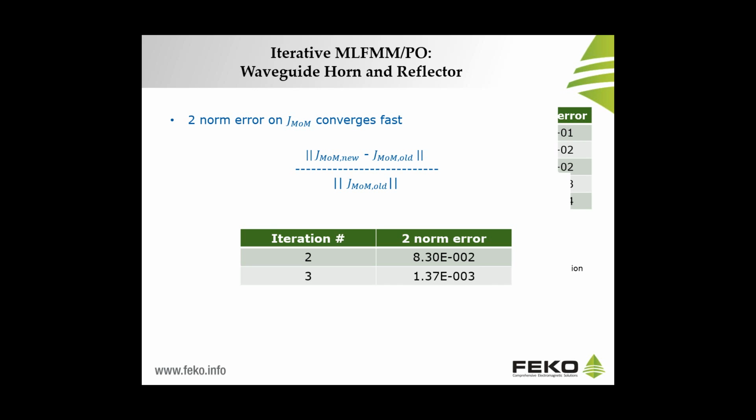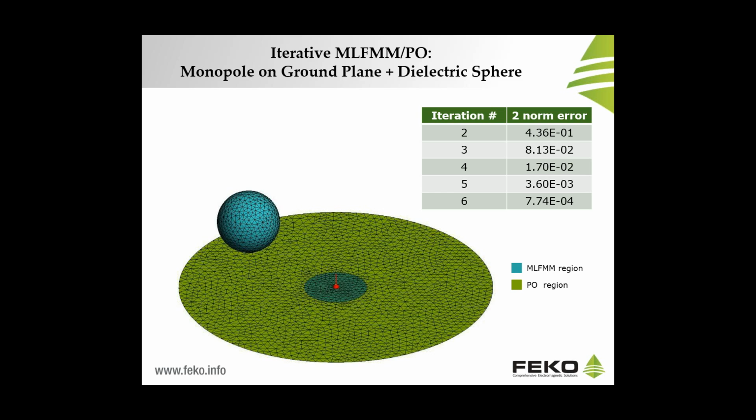The second example we have prepared for you is a monopole antenna on a circular ground plane, where we are modeling the antenna and the area around the antenna with MLFMM, and also the dielectric sphere with MLFMM, and the rest of the structure with physical optics.